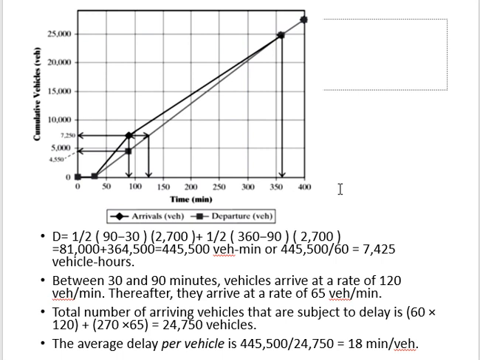Departure was constant, right? 75 per minute. It didn't change. So this is the departure line. What about the arrival line? It was 120 per minute, then it became 75 per minute, right? So you can see the change here.